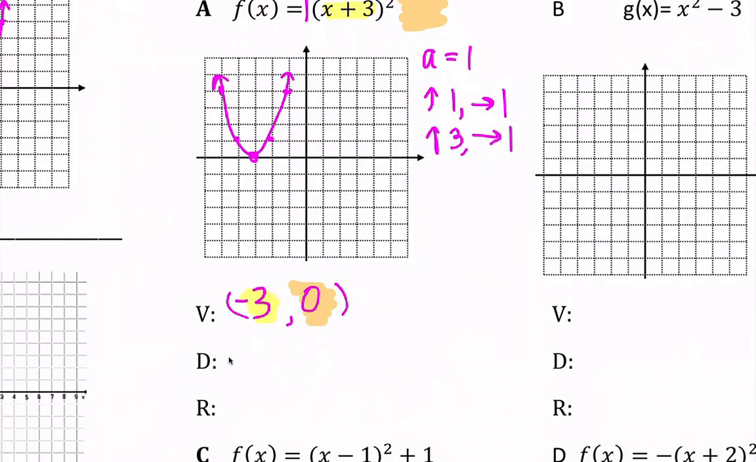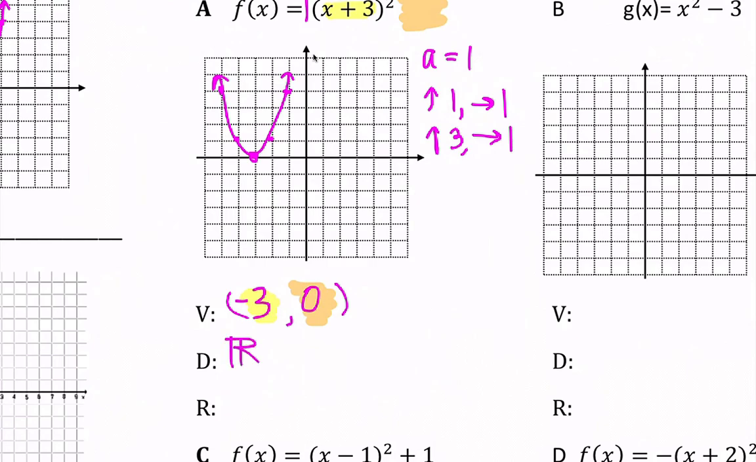So now let's do domain. Domain is my x's, left and right. So let's put my cursor on the parabola and I slide to the left. As I slide to the left, it will go forever. When I slide to the right, it will also go forever. So there's no stopping it left and right, which means that's all real numbers.